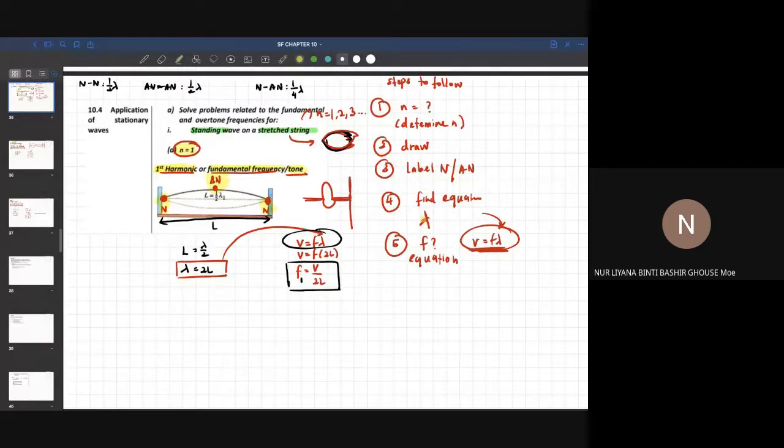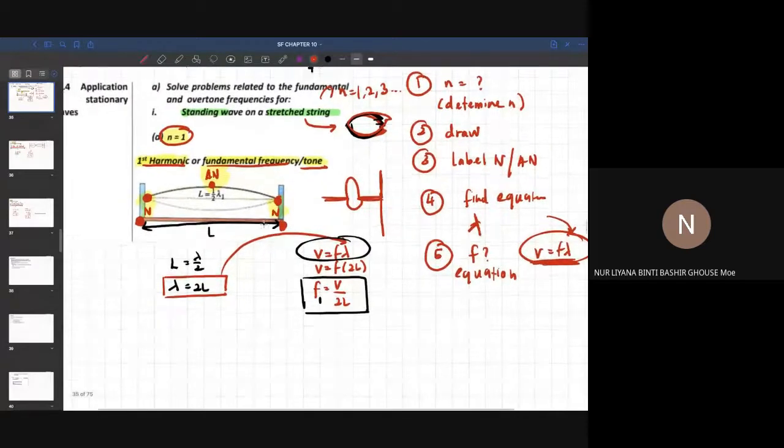The fourth step is for you to find the equation of lambda. Okay, macam mana kita nak cari equation lambda? Kita akan tengok daripada hujung sini sampai ke hujung sini ada berapa lambda. Okay, you have to check. From this end until the other side of the end ada berapa lambda. So contoh knot sampai ke knot. We know knot sampai ke knot adalah berapa lambda? Can anyone answer me? 1/2 lambda. Yes, very good.